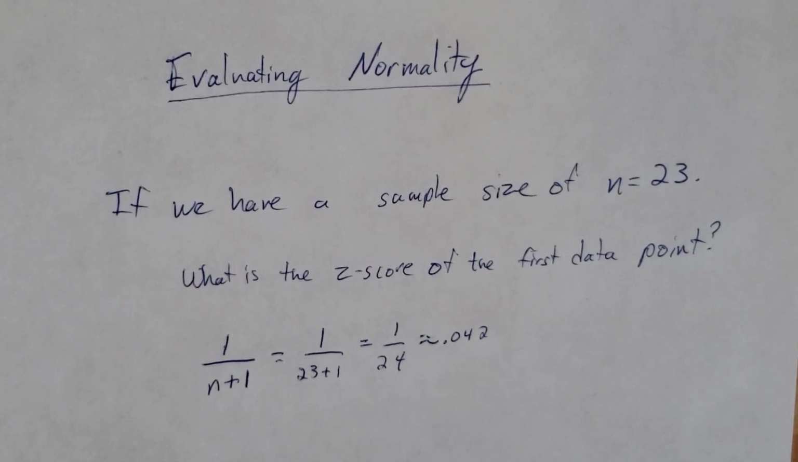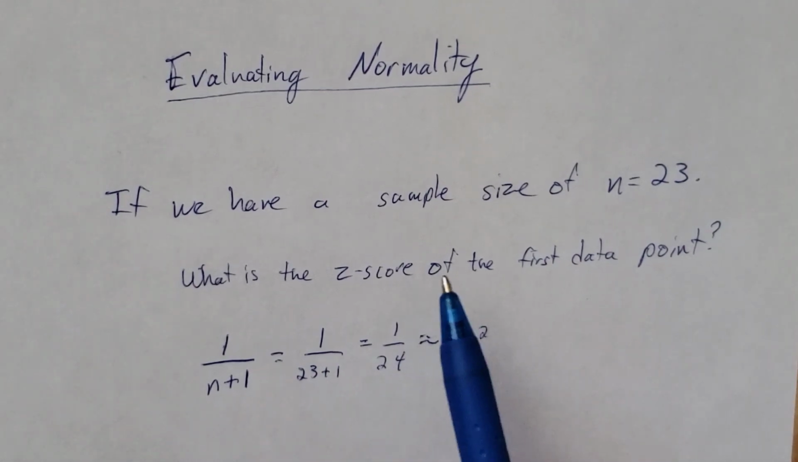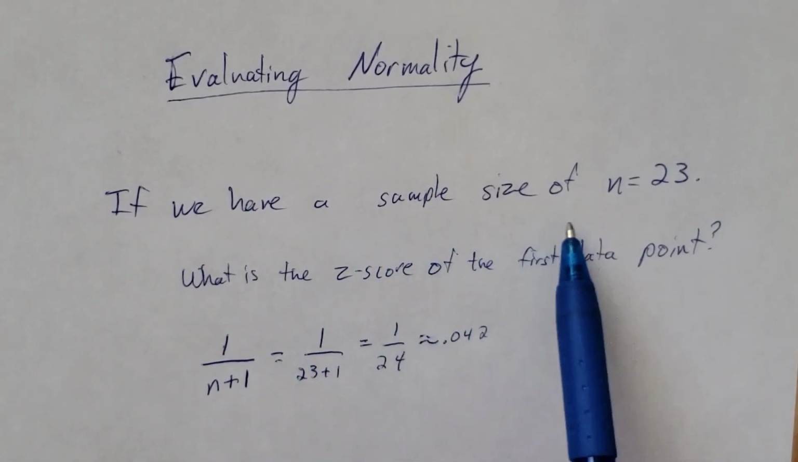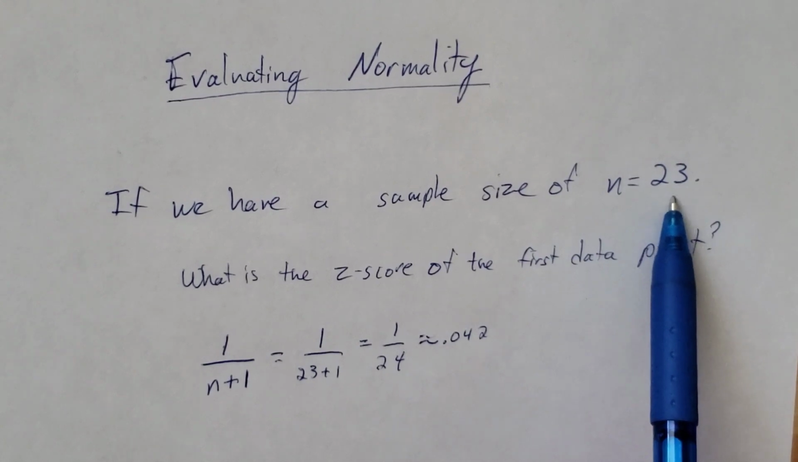If we think of a z-score of 0, that places our data point right in the middle, so we would have seen 50% of the data so far. Right? So how can we think about this? Suppose we have a large set of data, but then we pick a sample out of that, and suppose our sample size is n equals 23.